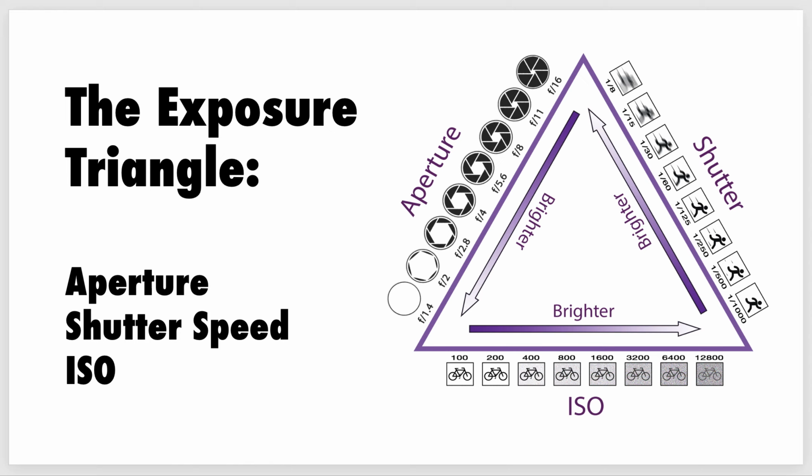Okay, now we're going to start talking about the exposure triangle. And you see the triangle here. And it's composed of three parts: aperture, shutter, and ISO. Okay, and we're going to talk about those three parts individually, and then we're going to put them together.